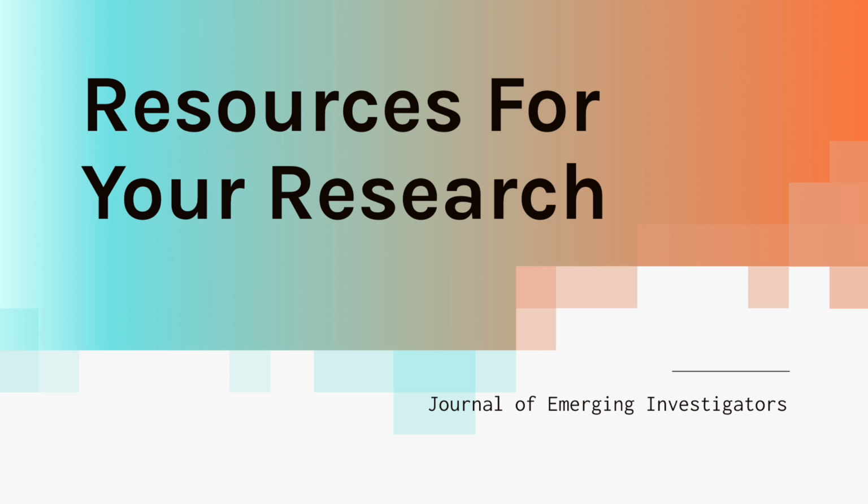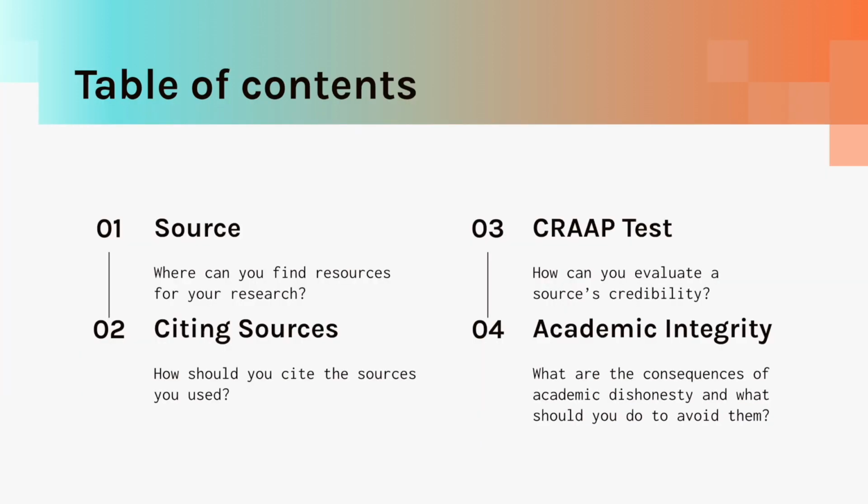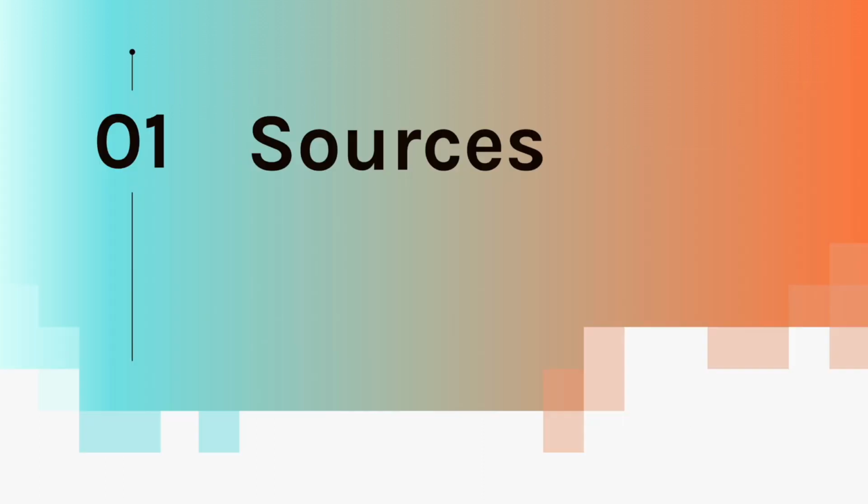In this presentation, we will cover 4 main topics. First, the sources you can access to find resources for your research. Second, how you should cite the sources you used in your research paper. Third, the CREB test and how you can evaluate a source's credibility and reliability. Finally, on how you can achieve academic honesty and the consequences if any academic dishonesty is identified.